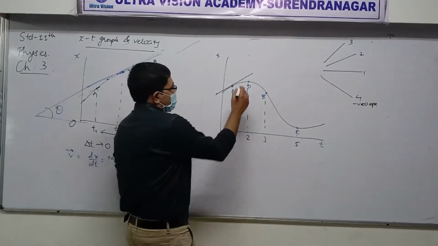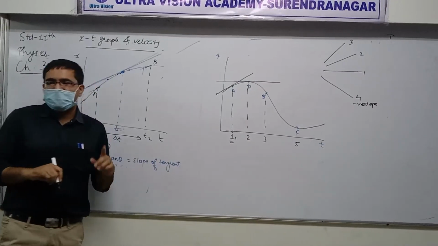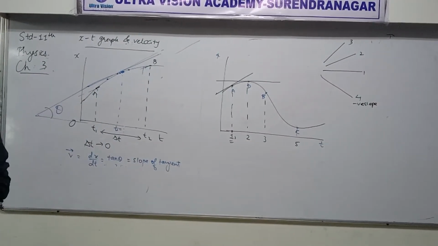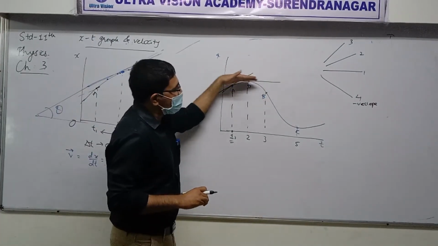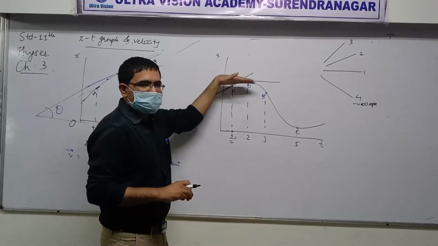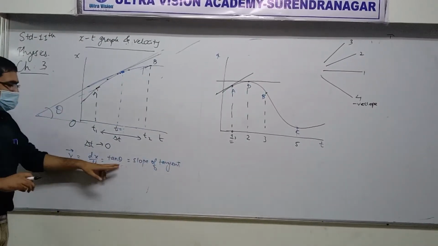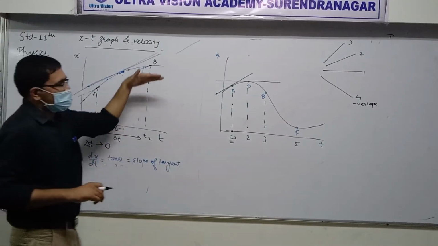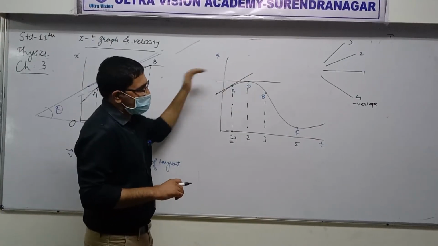Done? It will look something like this, yes or no? Yes. So at the point D, the velocity will be 0 because this line is making 0 angle with the horizontal. Understood? This line is making 0 angle. So tan 0 is 0. That's why the velocity at D will be 0, because the slope of tangent is 0.